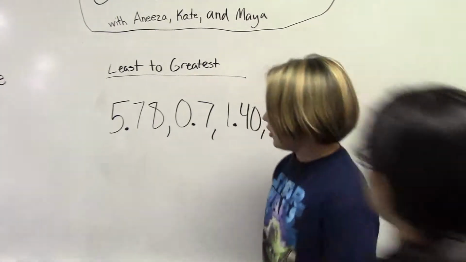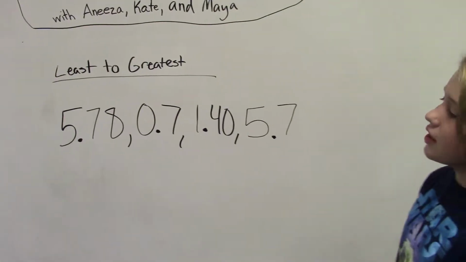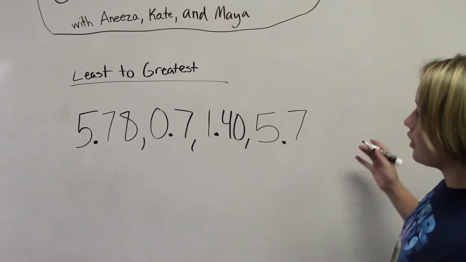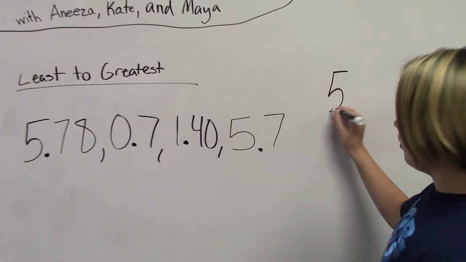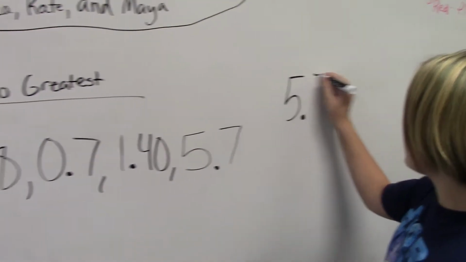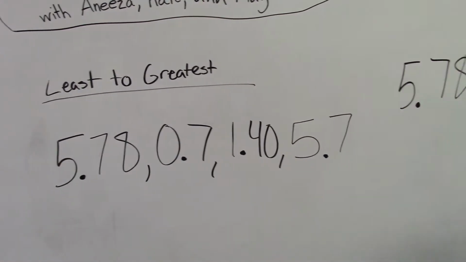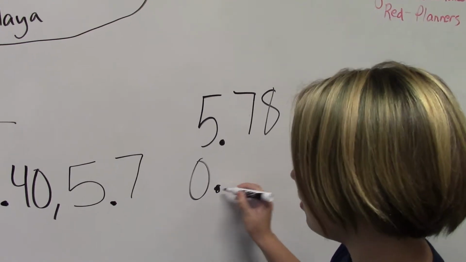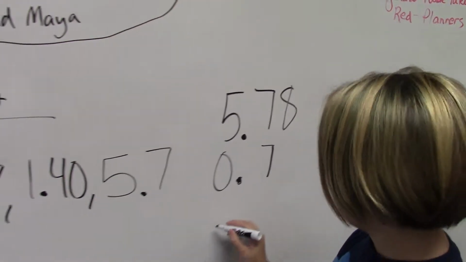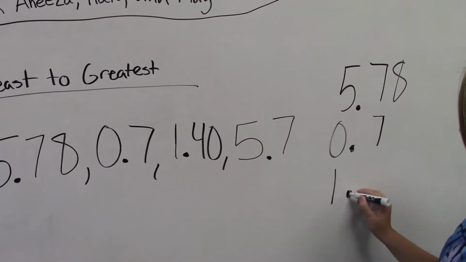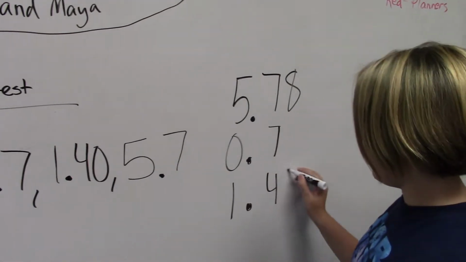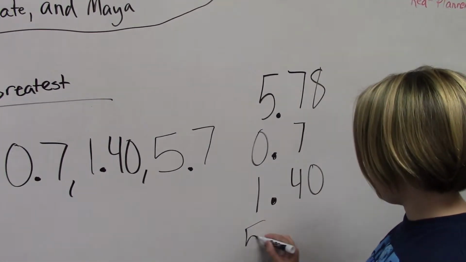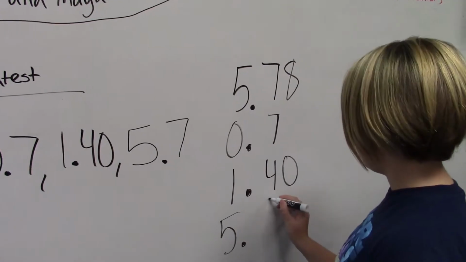The first thing you do whenever you have a question like this is you're going to write out all of your numbers like you're adding them together. So 5.78, and you have to make sure you line up your decimals. 0.7, 1.40, and 5.7.